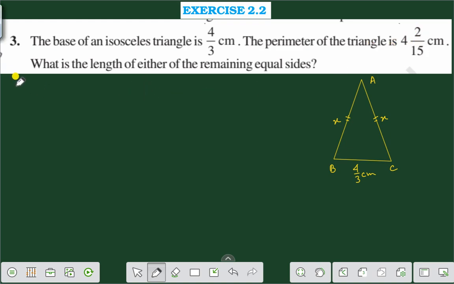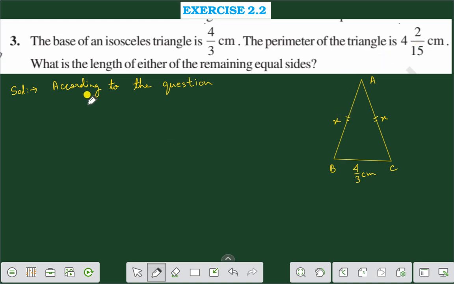Therefore, according to the question, perimeter means sum of all the sides. It is x plus x plus 4/3, right? That is the perimeter, and the perimeter is given as 4 whole 2/15.